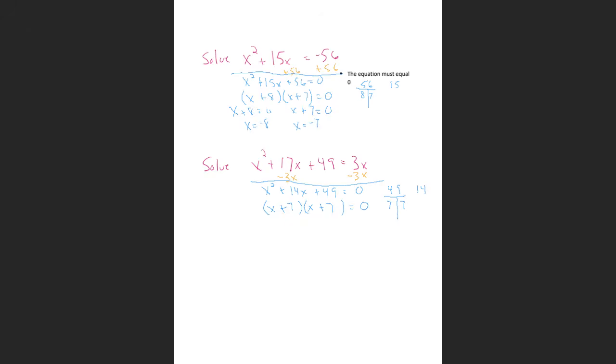So what you can do is set each one of those equal to 0. So I have x plus 7 equal to 0, and x plus 7 equals 0. And each one of those would just be negative 7. So really the answer here, there's only one solution, and that's negative 7. But since it occurs twice, sometimes we refer to that as a double root.